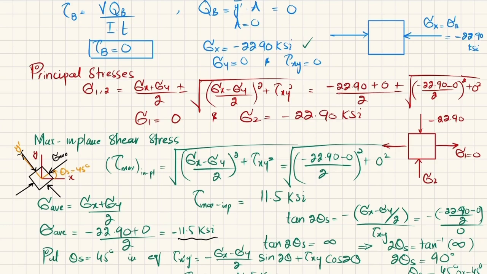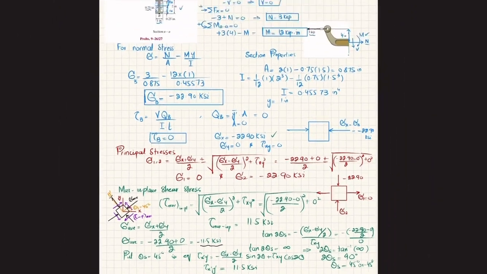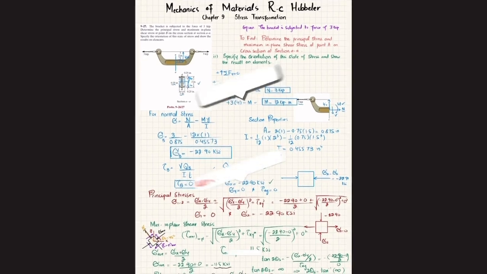I will choose another color. This will be like this. This will be τ of x dash y dash, or the maximum in-plane shearing stress. This is τ in-plane maximum, or τ of x dash y dash. And this is the representation of the state of stress element, and specify the location. And that was all about this problem 9-27.